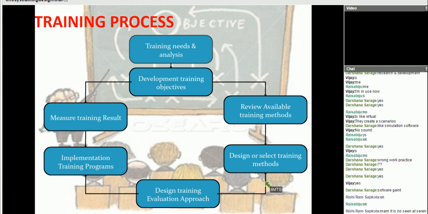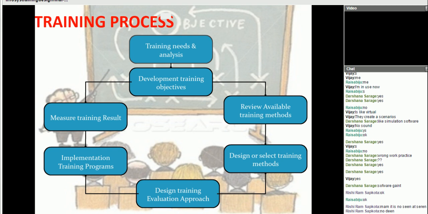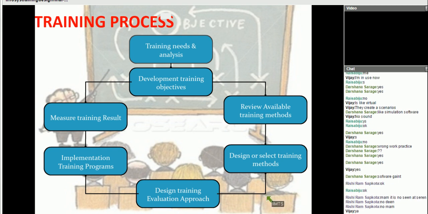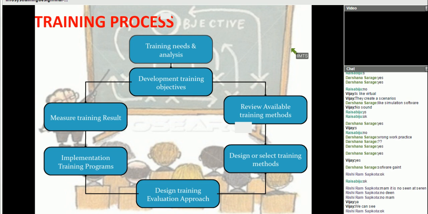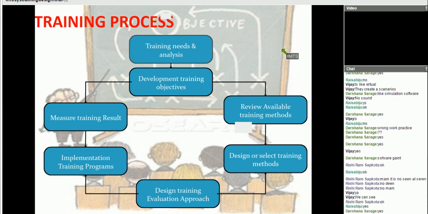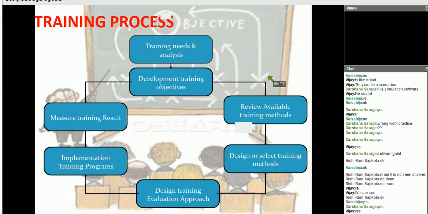Rishi, what happened? Can you now see training process? Blue color boxes are made. Can you see that? You need to log out and then you can log in again. Okay, Rishi? Just log out and log in again. So then you can see that. Yeah, everyone else can see now.